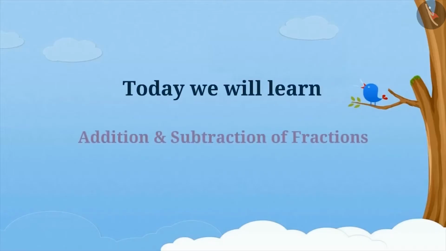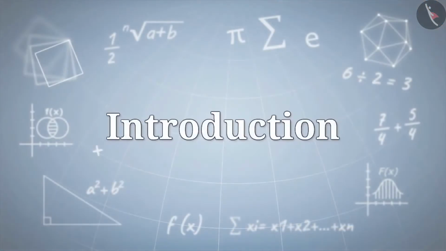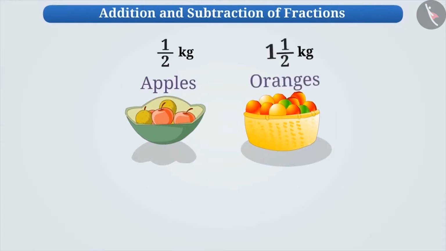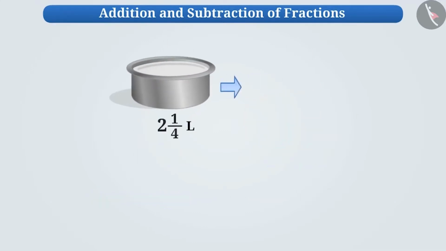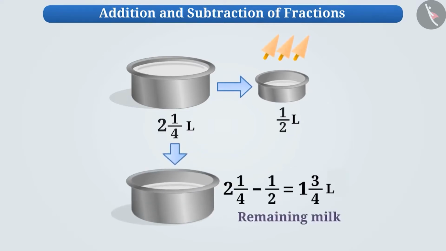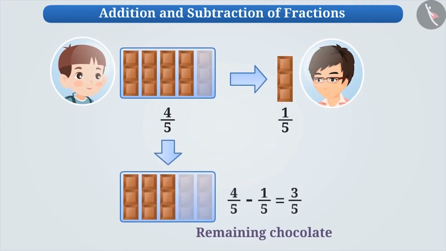Today, we will learn addition and subtraction of fractions. We do addition and subtraction of fractions every day. For example, if you buy half a kg of apples and 1.5 kg of oranges, then the total weight of fruit will be 2 kgs. Suppose you have 2.25 liters of milk, out of which you made kulfis with half a liter, then the remaining milk is 1 3/4 liters. Similarly, if you have 4 by 5 parts of a chocolate, out of which 1 by 5 parts is given to your friend, then the remaining chocolate will be 3 by 5 parts of the chocolate.